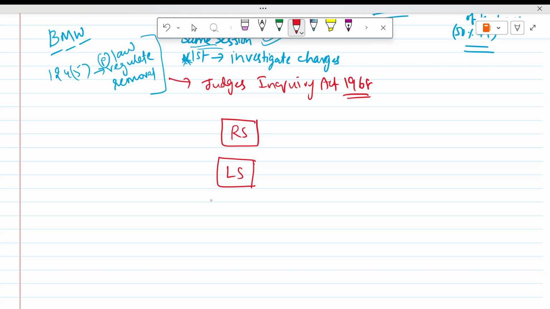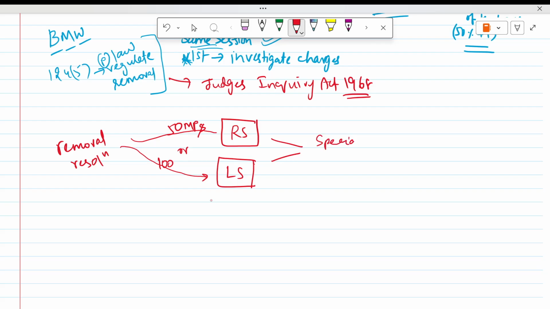If you want to introduce a removal resolution in Lok Sabha, a minimum of 100 MPs should sign and support it. Or if you introduce it in Rajya Sabha, a minimum of 50 MPs should support that bill. Then you can introduce it anywhere. Then they have to pass it with a special majority.